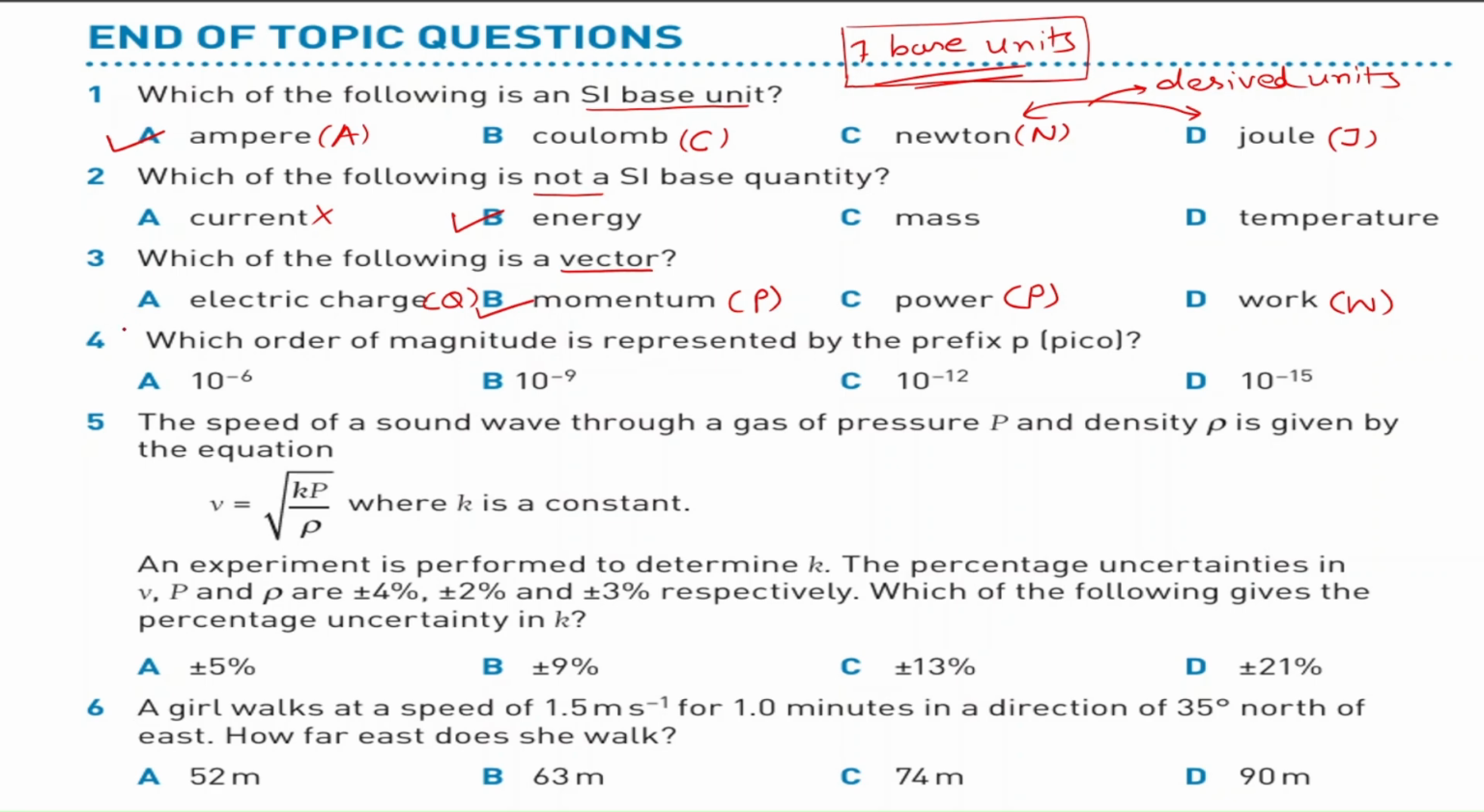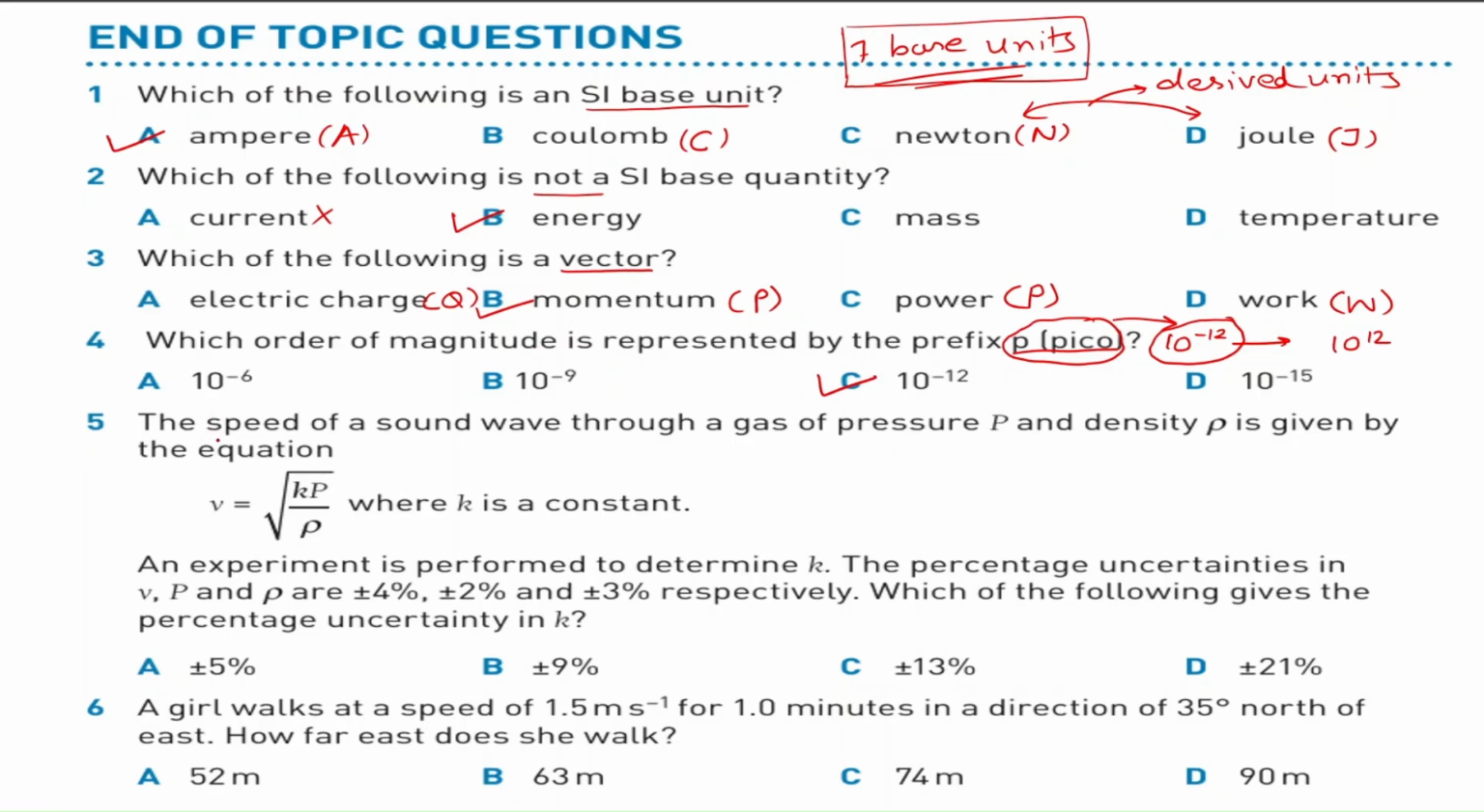Okay. Now in the fourth question, which order of magnitude is represented by the prefix pico? We see on a large scale we have 10 raised to minus 12 to 10 raised to 12. In that scale, we have to identify pico. We tell 10 raised to minus 12 is pico. So our answer to the fourth question is 10 raised to minus 12.